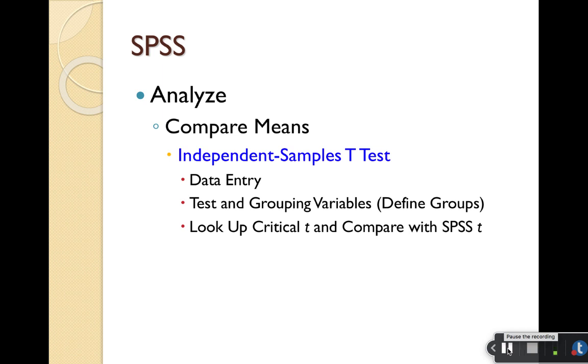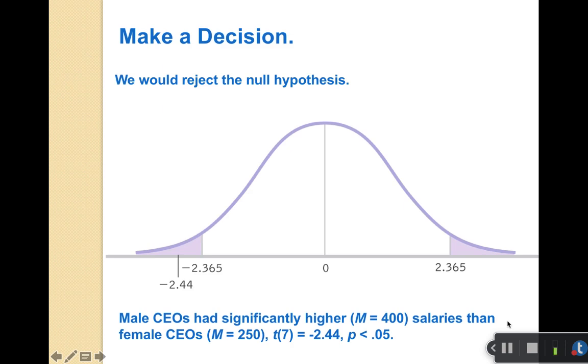Going back to the slides, you see I just have some shortcut commands for how we got to that independent samples t-test menu in SPSS. There's also a handout that I posted online that details that with some screenshots, so that should be helpful to you as well.